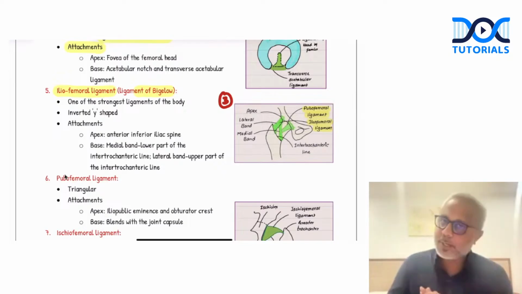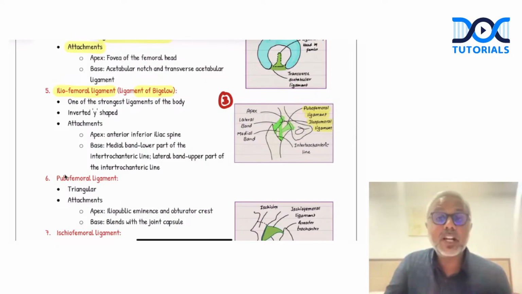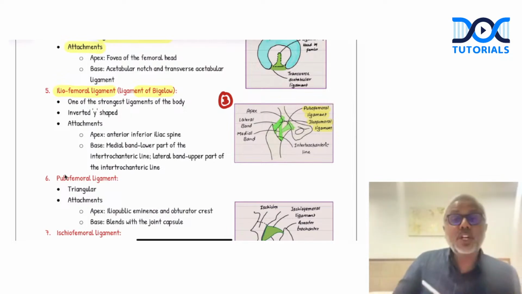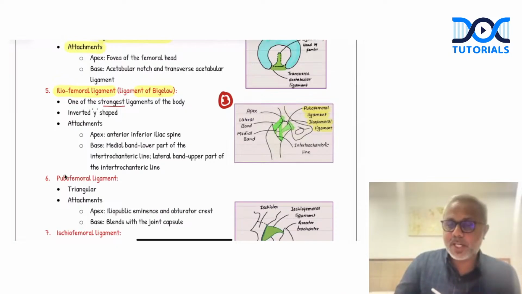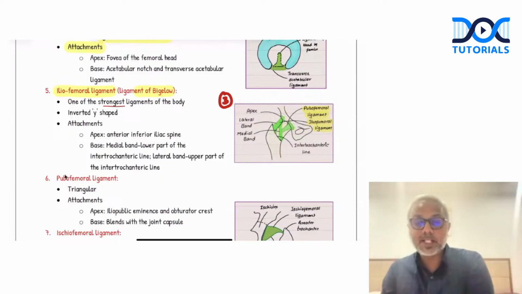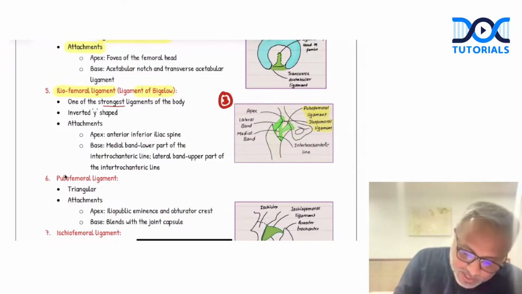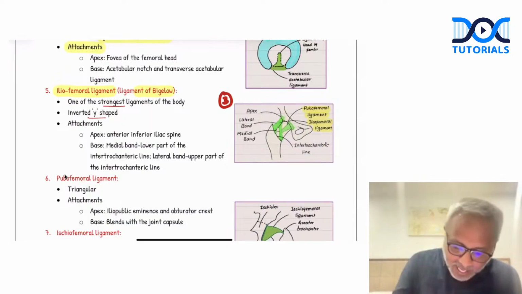Then the third diagram we would expect is you to show iliofemoral ligament and pubofemoral ligament, right? Iliofemoral ligament is a very peculiar ligament which appears like the letter Y, which is inverted actually, right? So what should we write? This is one of the strongest ligament present in the body. Of course, the strongest ligament we have is the sacrotuberous ligament present in the back of the pelvis. It is inverted Y-shaped. Then this has a base and an apex.